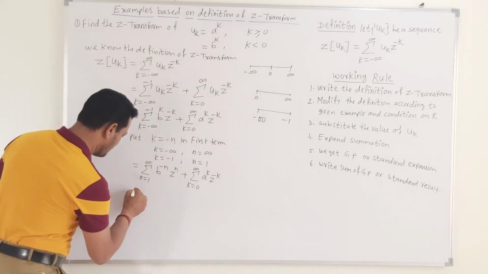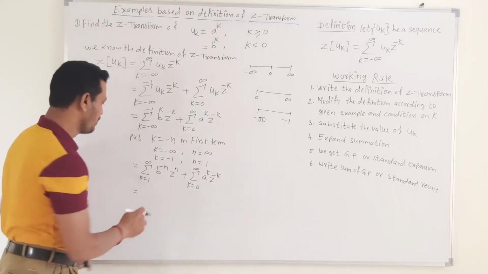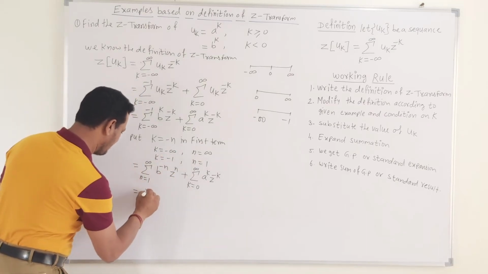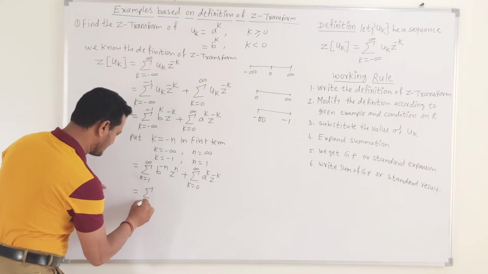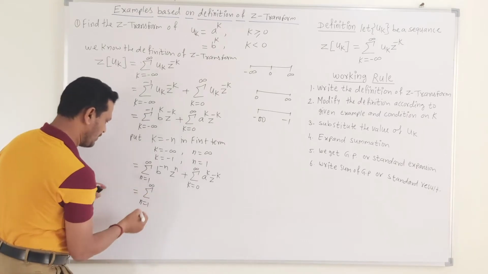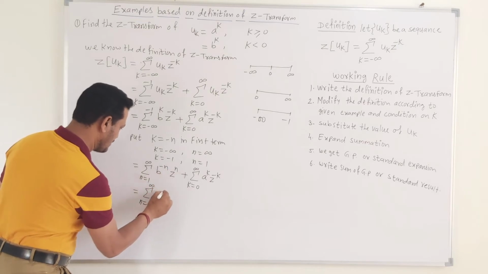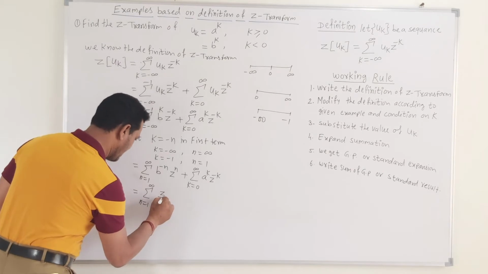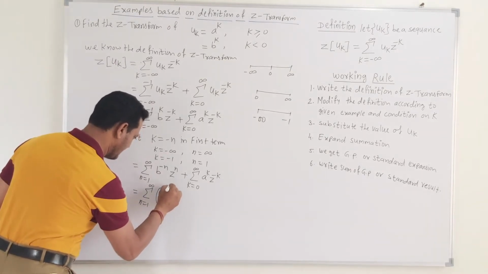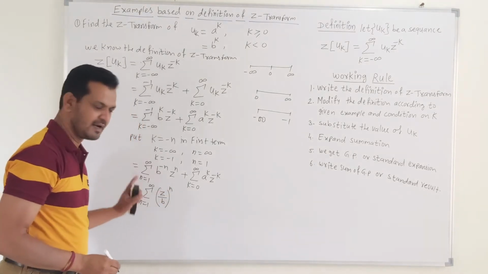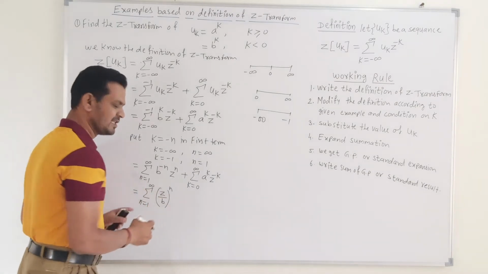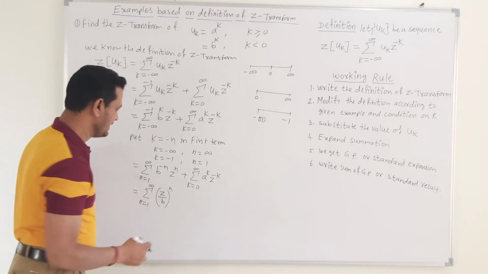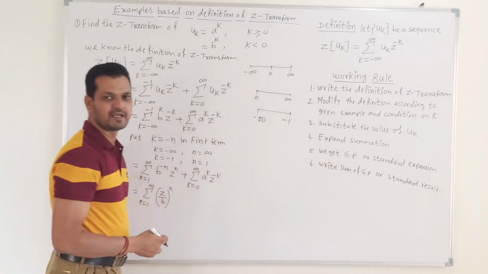Now friends, before putting the value of n equal to 1 in this sequence, just simplify this term. For n equal to 1 to infinity, this is b raised to n, so we can write b raised to minus n as z upon b raised to n. For our simplicity, we rewrite the term this way so that we can easily put n equal to 1, 2, 3, 4 and so on, and get the value of the geometric progression.